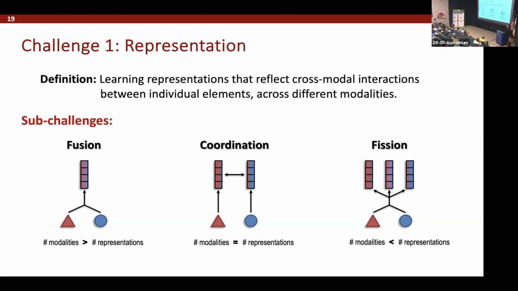Fusion is in contrast to coordination. In coordination, your goal is to learn separate data representations, so in this case, 1 for each data modality. So that's 2 representations. But instead of learning these 2 representations independently, you want to coordinate them using some similarity function. This might be a similarity function like contrastive loss, like some cosine similarity, and so on.